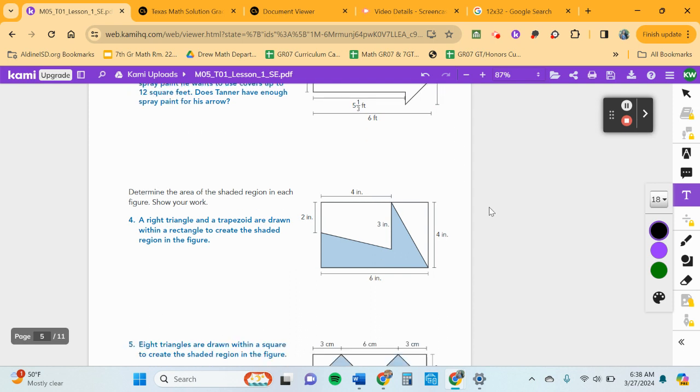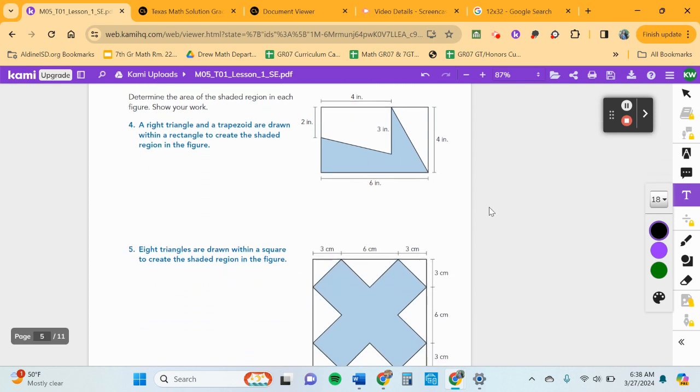All right. And I'm going to move us forward along too. You are also going to attempt this on your own as well. So it says determine the area of the shaded region in each figure. Show your work. So you're just determining the area of the blue shaded part.